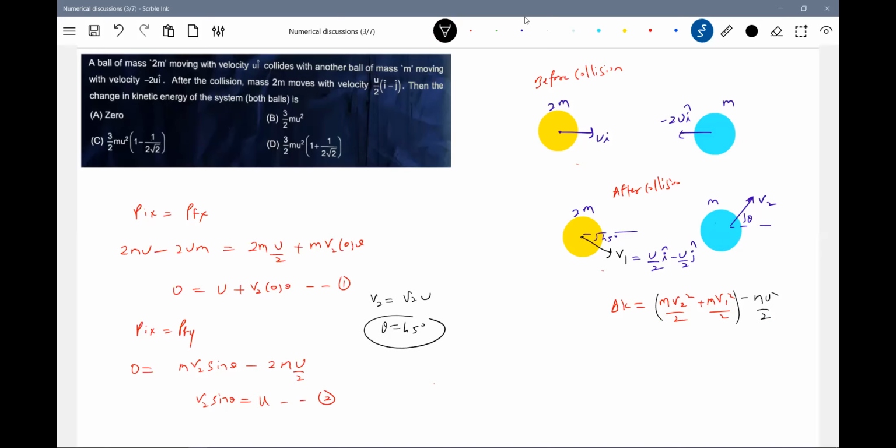m u square by 2, 2m u square by 2. To m 2u. We know the value of v2. V1 value we also know. We know the speed of this. Substituting that, we'll get the change in kinetic energy. We should not bother about how they will be during collision. I think it didn't directly give the conditions. So let's get into the numerical in this way.